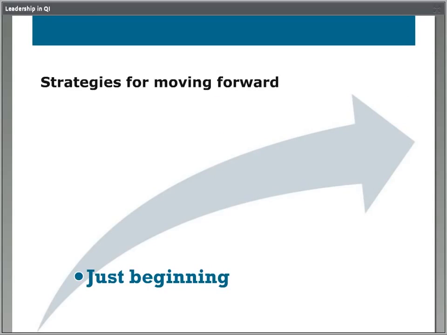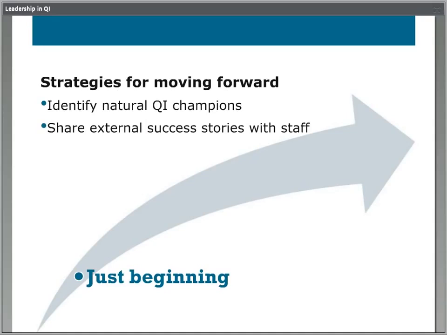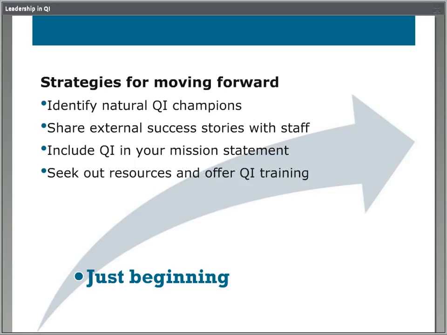So some of the strategies they suggest for moving forward: identify those natural QI champions, those people with those values and those ambitions that you want. Share external success stories with staff. So there might not be those internal ones, but start to share the external ones. And include quality improvement in your mission statement. Seek out those resources and offer QI training opportunities to your staff. And then start to really think about identifying data and sources. I push data a lot, but you're really going to have to start to think about where you can get this.